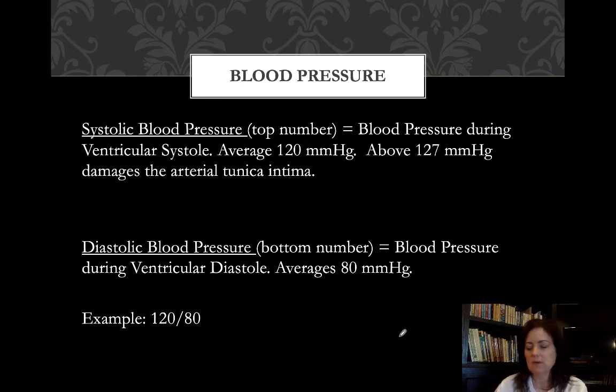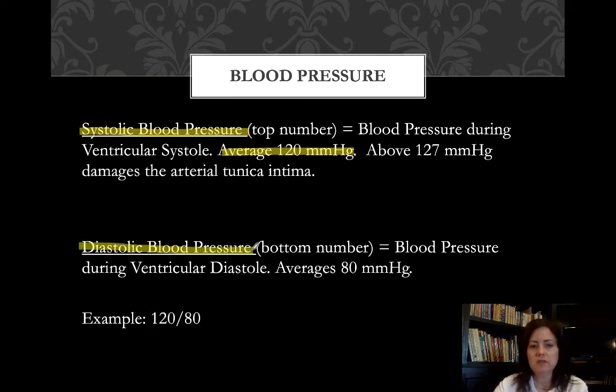Here's our systolic and diastolic blood pressure. So again, we've talked about this in a couple different formats, but systolic blood pressure, again, being the top number, it's the blood pressure during ventricular systole, so it's going to be our high point, averaging about 120 millimeters of mercury. But we certainly know that there's patients coming in with much higher pressure than that. So in a clinical setting, you're going to see numbers that are higher than this.